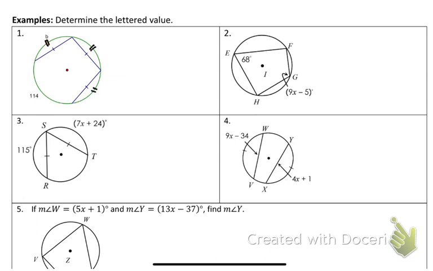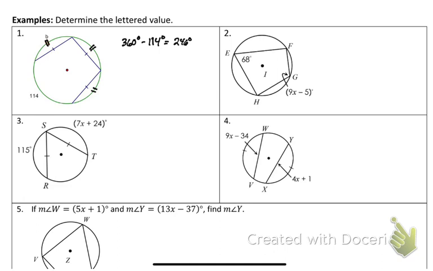How does that help us? If you subtract 114 from 360 and then divide it by 3. Okay, I have 360 minus 114. What do I get? 246. Why did you divide that by 3? Because we have 3 equal sides.